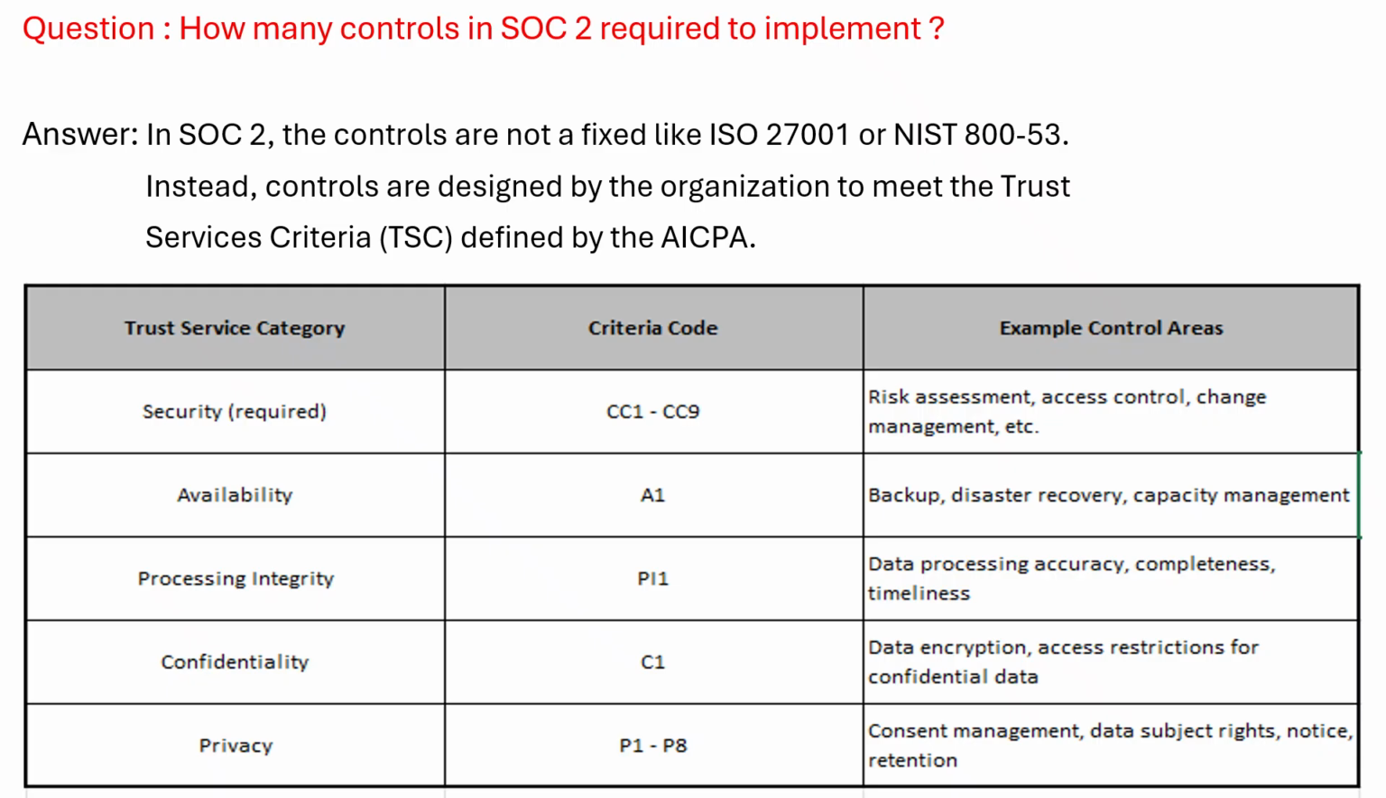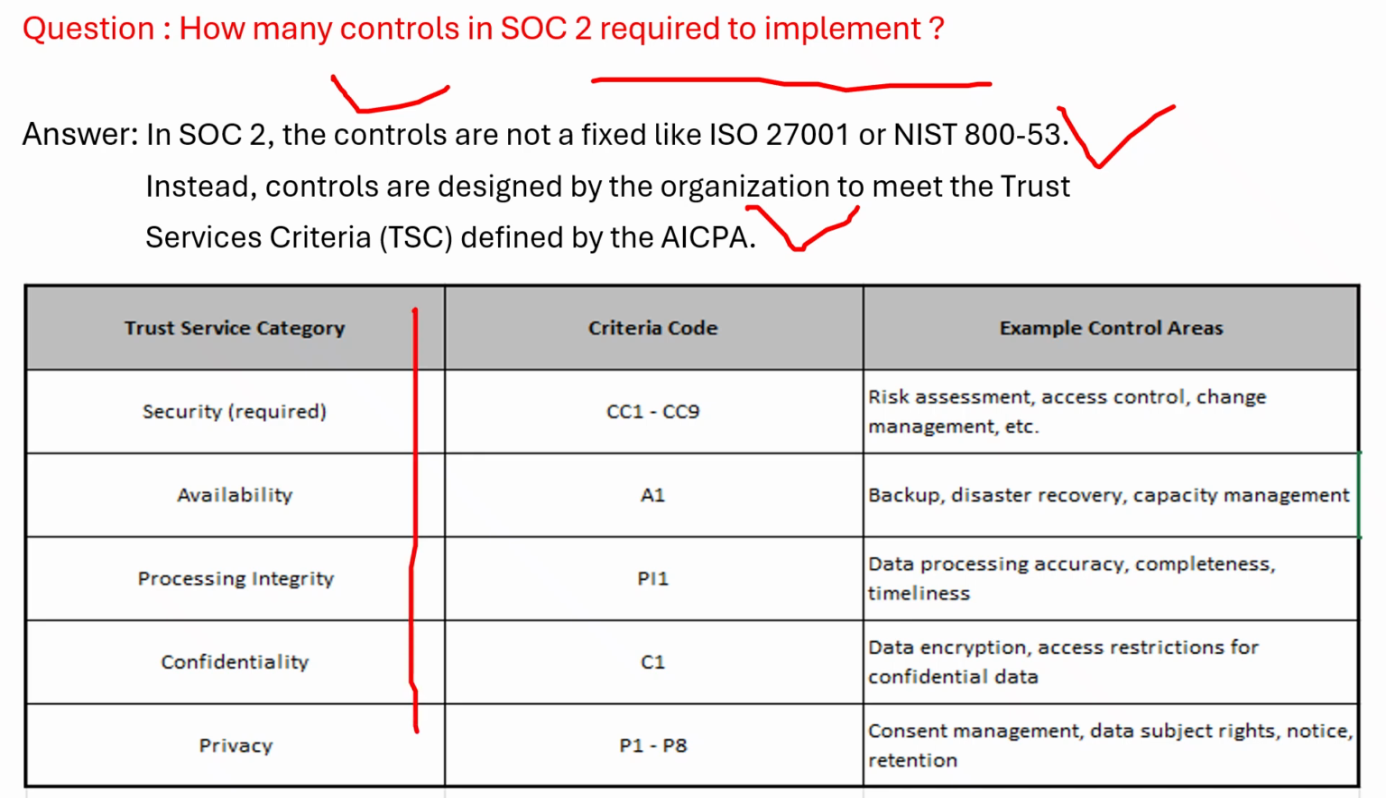Here is question number one: how many controls in SOC 2 are required to implement? In SOC 2 the controls are not fixed like ISO or NIST 800-53. But controls are designed by the organization to meet the trust service criteria defined by the AICPA. The question arises, what are the trust services criteria?